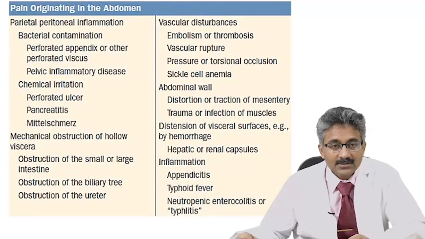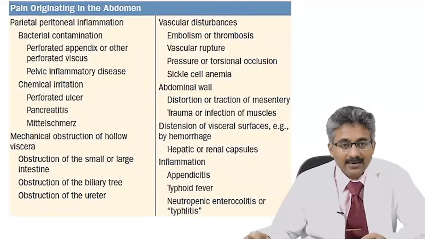For example, gastric acid contamination of the peritoneum is more painful than fecal contamination by a perforated viscus or appendix. Whereas pancreatic contamination of the peritoneum produces more pain compared to biliary contamination. The fecal and urinary contamination is usually bland. So it depends upon the type of fluid which contaminates the peritoneum and the amount of fluid.